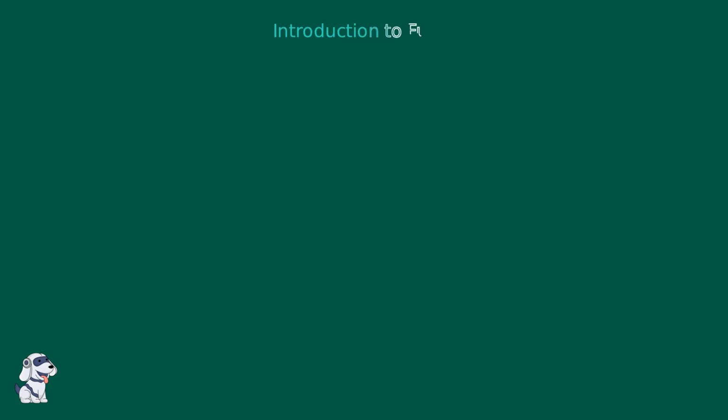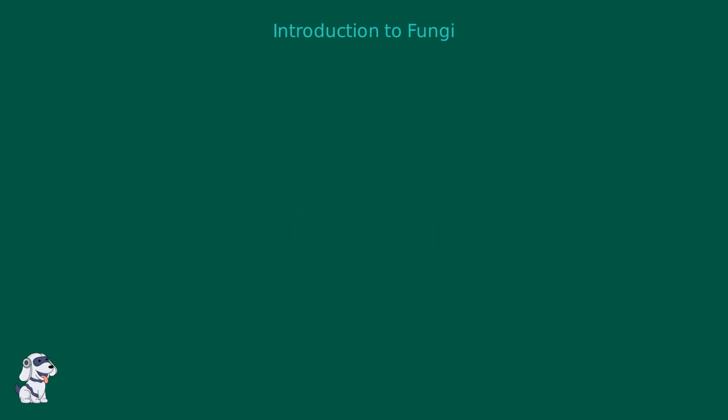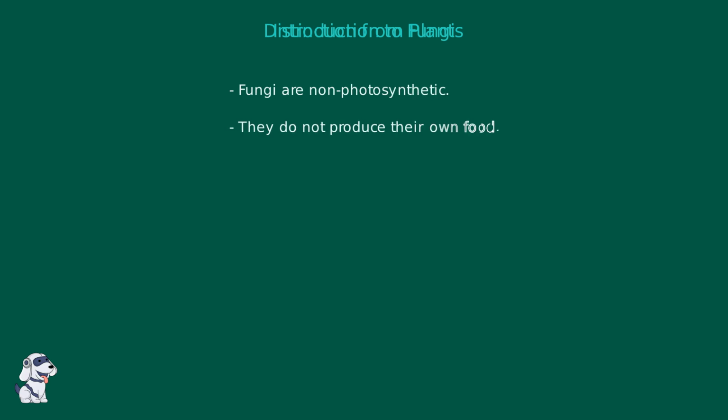Fungi are eukaryotes, meaning their cells possess a defined nucleus. A defining structural characteristic of fungi is their cell wall, which is composed primarily of chitin. Unlike plants, fungi are non-photosynthetic. They cannot synthesize their own energy from sunlight. Instead, they are heterotrophs, absorbing nutrients from their environment.